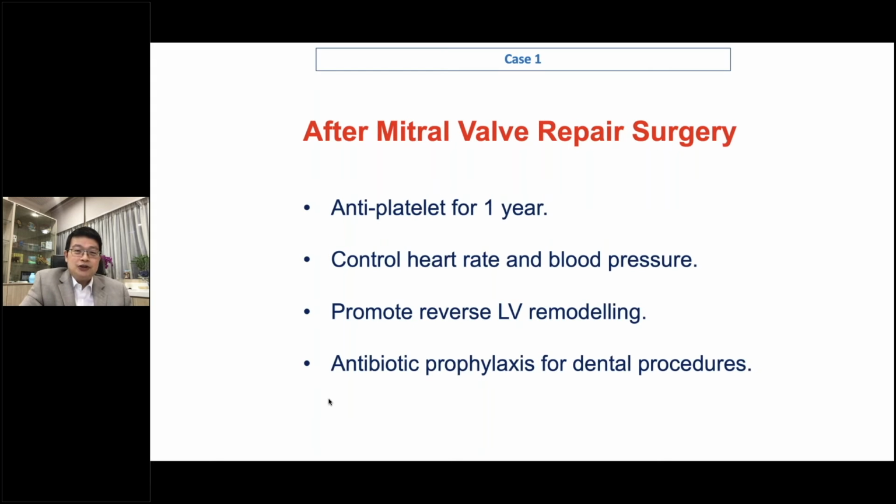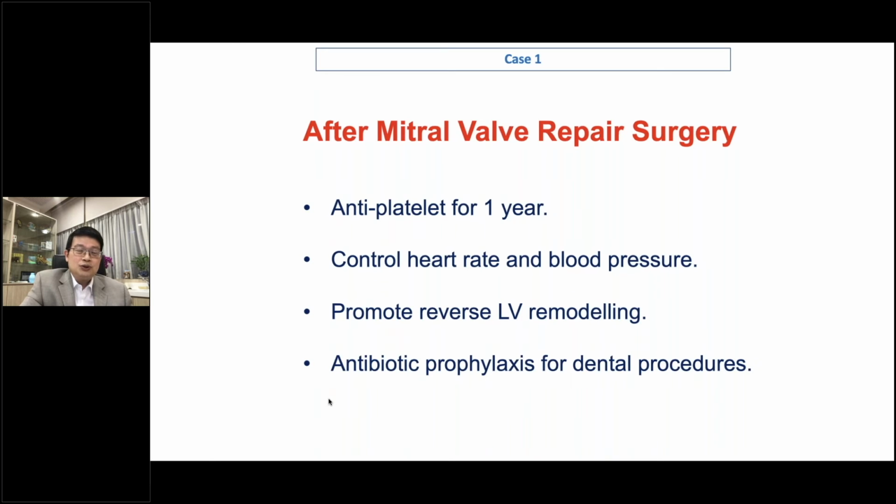After mitral valve surgery, it is important that the medications are continued. So after mitral valve repair surgery, they need to continue on antiplatelets for 1 year. Some would put them on anticoagulation, but in most cases, we treat them with antiplatelets with some aspirin for 1 year, and that is sufficient.